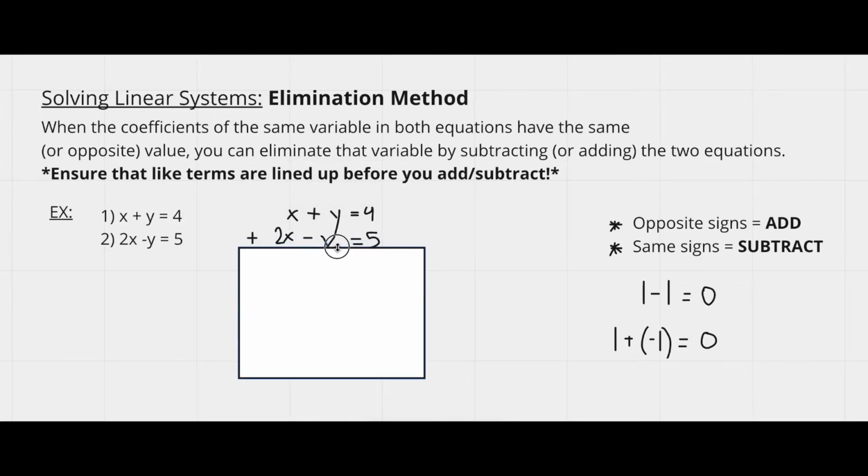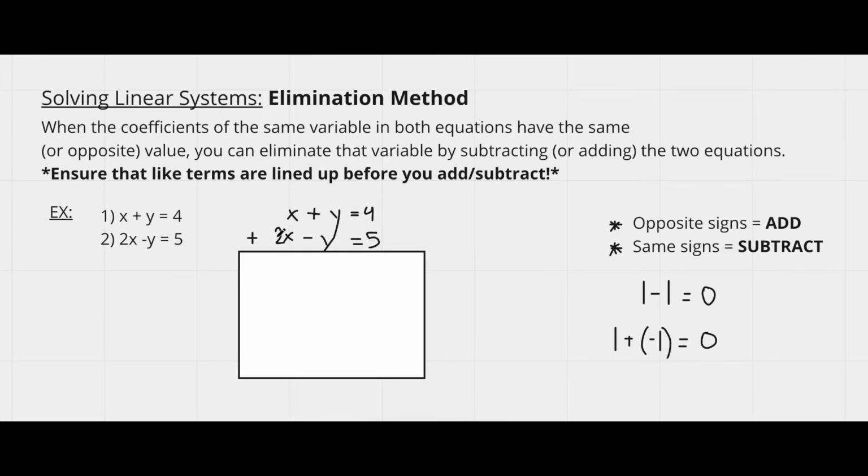And now you can already see that I have added them, but why is that? I chose to add these because the y's have opposite signs. You can see x plus y and 2x minus y. So that means there's a positive y and there's a negative y. If I do y minus negative y, that's going to give me 2y, so I can't do subtraction. I need to do addition. I need to take a positive y and add a negative y to cancel them out.